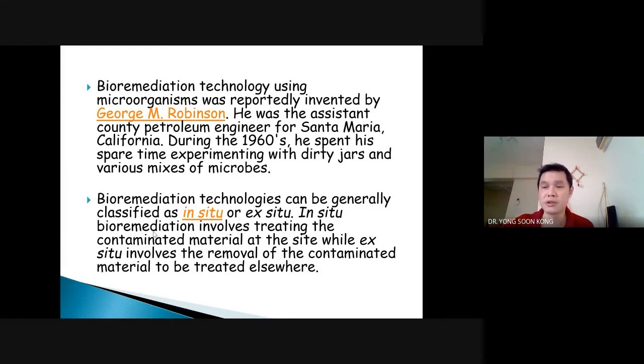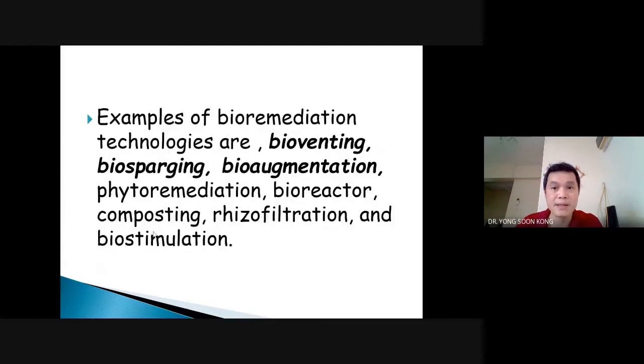Okay, so I'm going to continue with the example of bioremediation. In this slide, we're going to concentrate on just three techniques: bioventing, biosparging, and bioaugmentation. The other few techniques, such as phytoremediation, bioreactor, composting, rhizofiltration, biostimulation, I think you can find your own further information if you want to know. I think phytoremediation, we already talked about it last time, so we already covered that. So today we're only going to cover those three that is bolded right here.